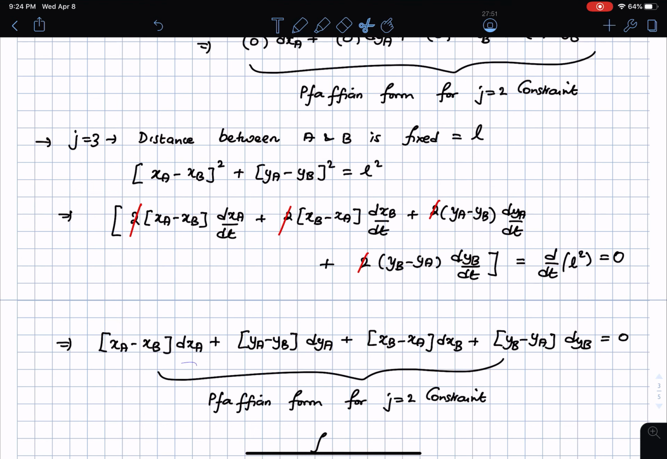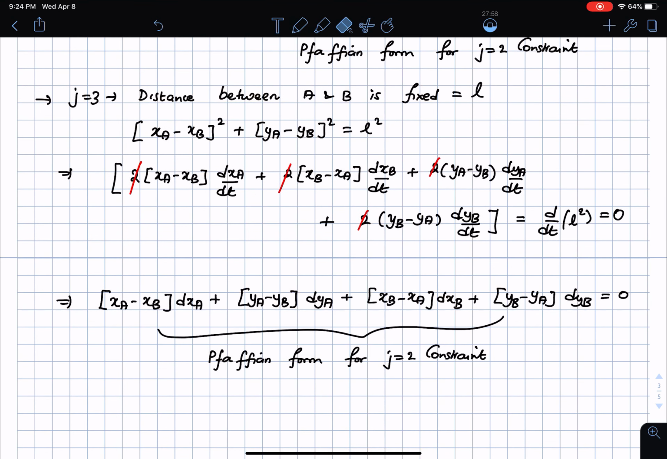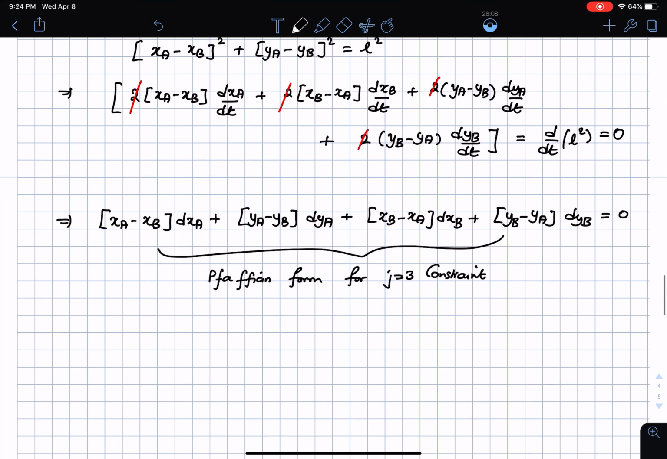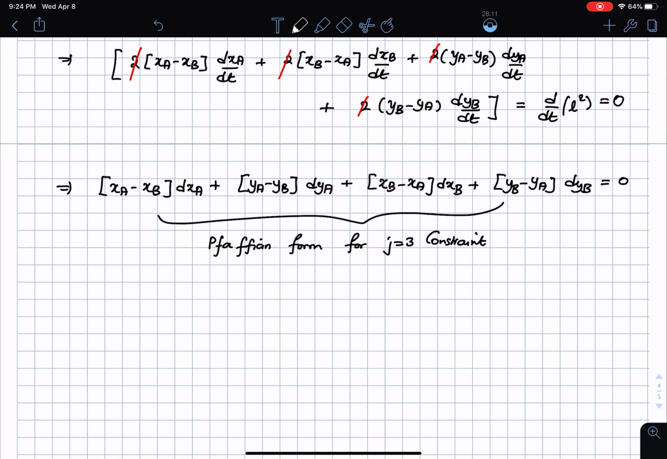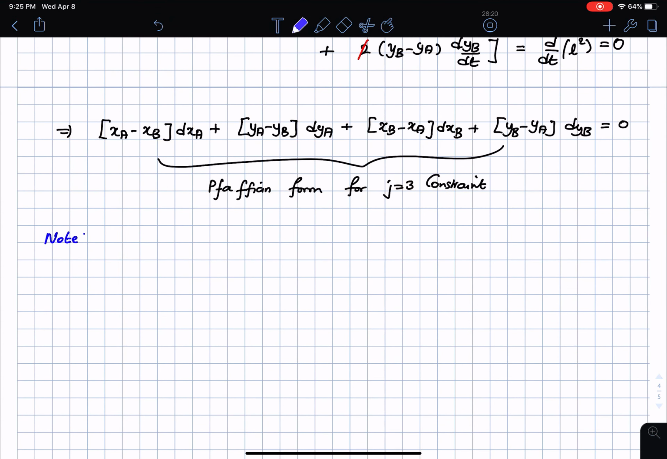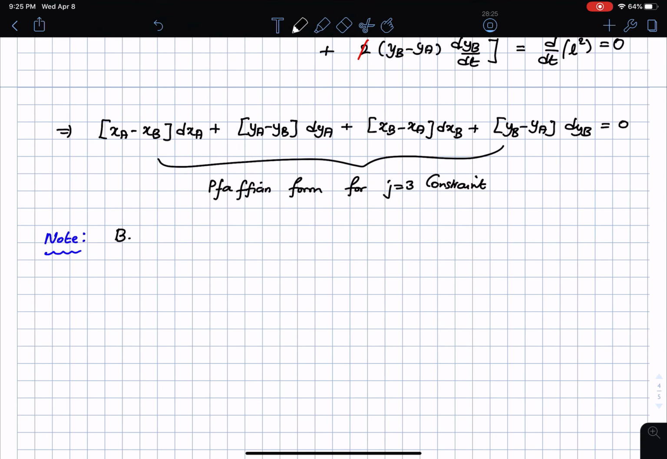Let me get rid of some of these things here. And this is for the j is equal to 3 constraint. All right, so we have everything done here. Then what I'm going to do is also write the potential energy and the kinetic energy. Because I'm using Lagrange multipliers to look at the constraint forces, I'm going to use the configuration coordinates. That's an important point to make. So note again, because we are interested in the constraint forces.